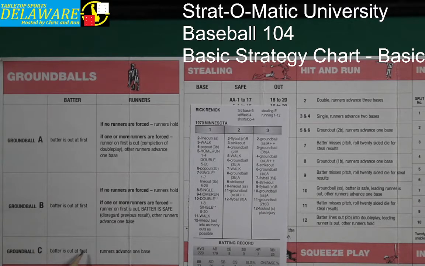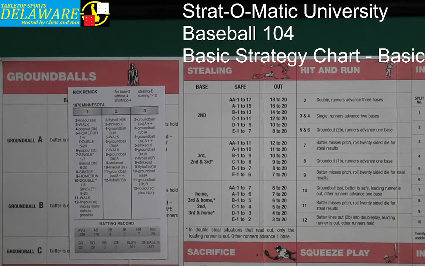Ground ball C, the batter is out at first and everyone else runs a base. A ball hit deeply into the infield and there's only a chance to get the out at first. Ground ball C. There are no examples on the card, but you get how that would work.